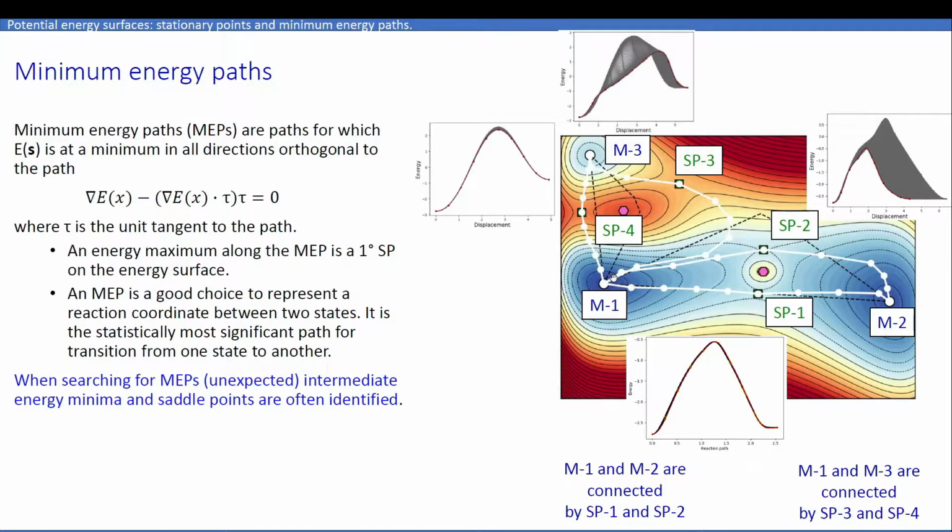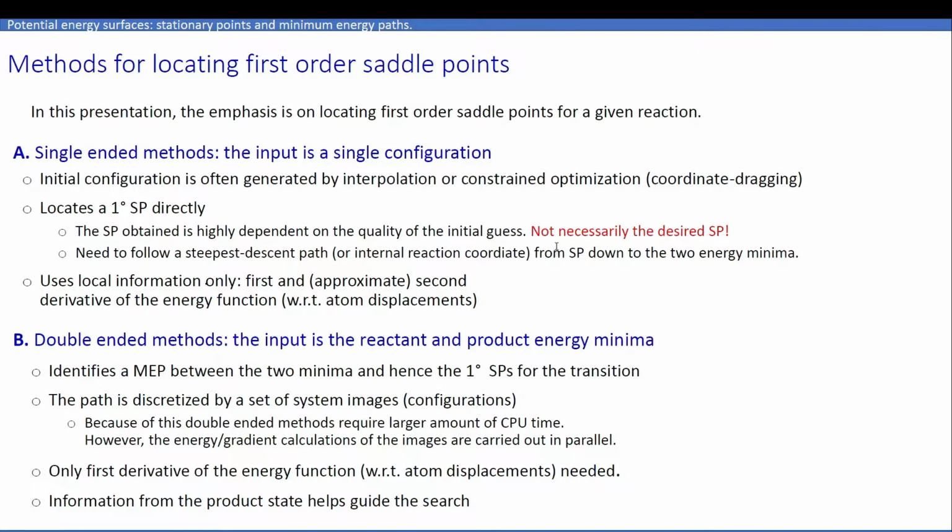Okay, moving on to methods for locating first order saddle points. For the purpose of this talk, I'm only concerned with locating first order saddle points for a given reaction, and will discuss two different methodologies to do so, the single-ended methods and the double-ended methods. First are the single-ended methods, where the input is a single configuration, typically generated by interpolation methods, such as linear synchronous transit or constraint optimization.